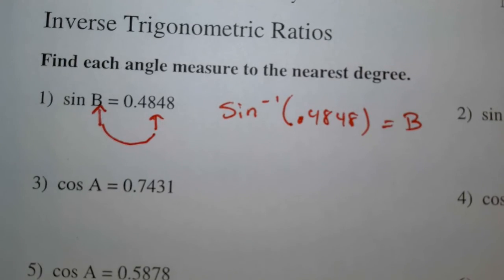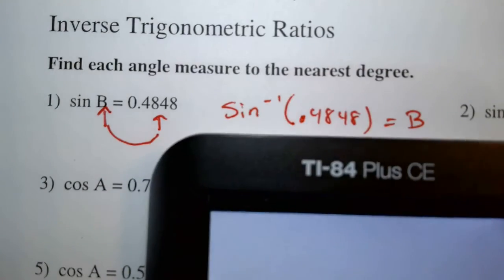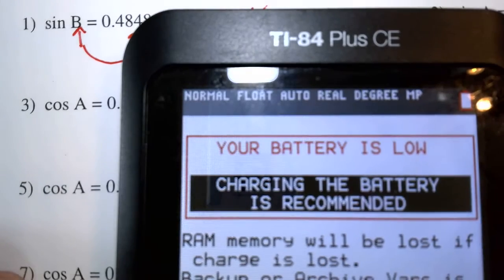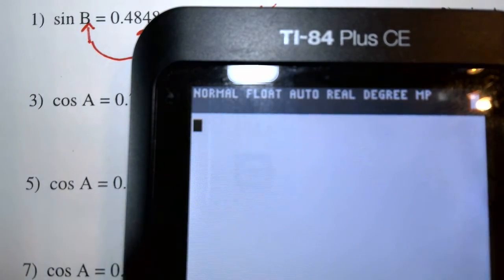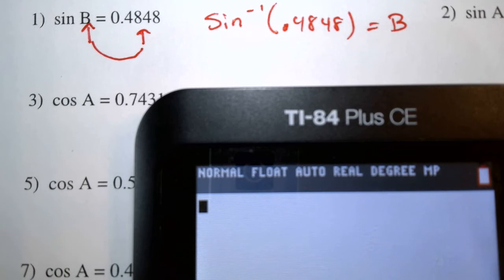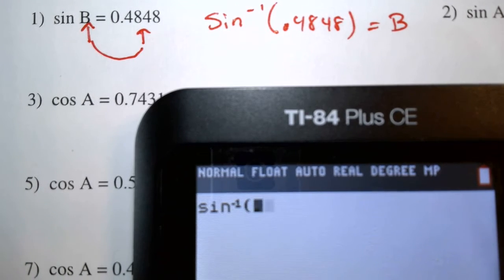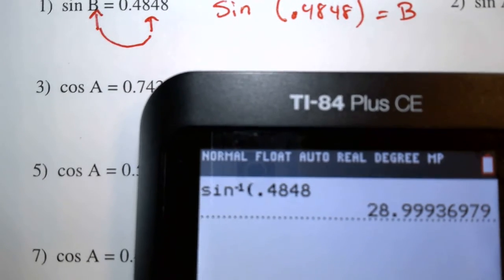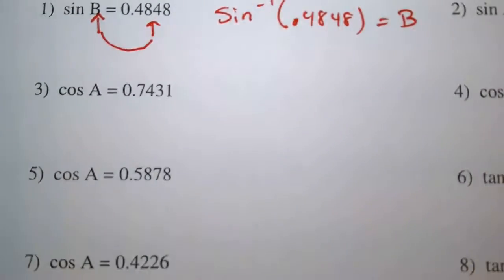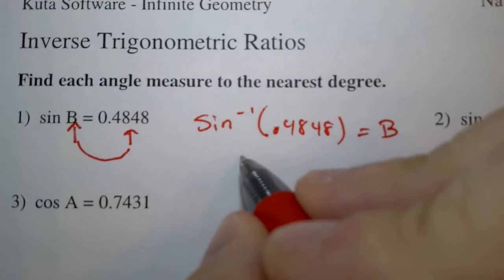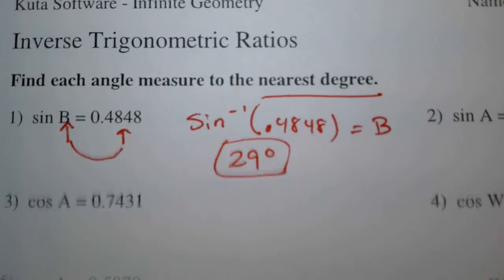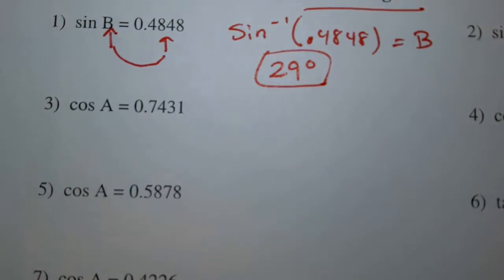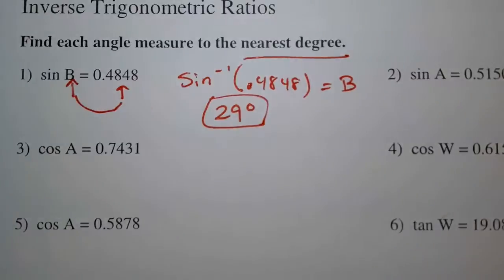So I'm going to do that real quick, and then I'm going to show you the answer, and we will move on. You do need to make sure that your calculator is in degree mode. And then you can do shift sine and then 0.4848, and it will tell you that it is 28.99 degrees. 28.99 degrees is better known as 29 degrees because it says round to the nearest degree. And that is it for these questions right here.